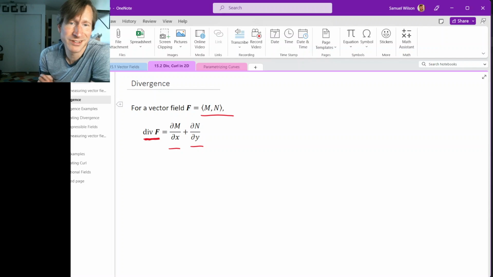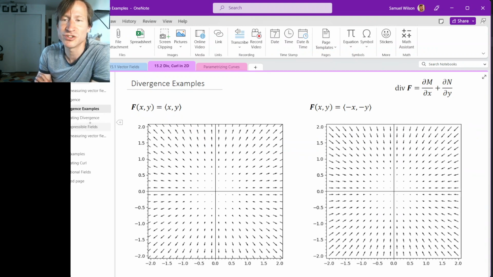Now this is easy enough to calculate in any given example. You just crunch the numbers on these partial derivatives. So there's really no mystery to calculating this. The important thing about the divergence is what it tells us. So let's work through a couple examples of calculating some divergence, both visually and computationally using symbols.